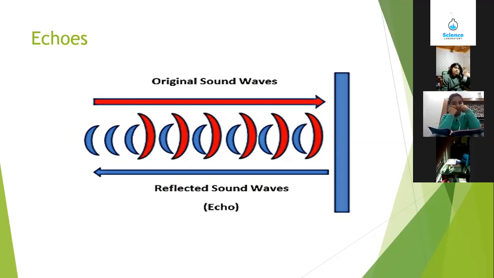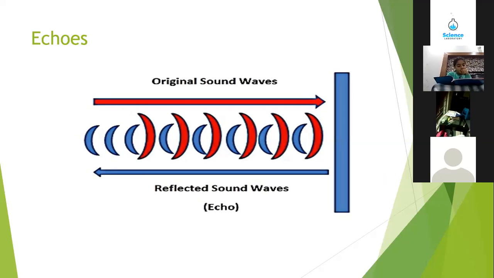For echo, it is very important that you are standing at a specific distance. If you are too close to the object, then echo will not be produced. So you must be at a specific distance from the object in an open area. Then the reflected sound waves will produce an echo. So you hear your voice again and again. Like you are saying hello, it will sound like hello, hello, hello because of the reflection of the sound.